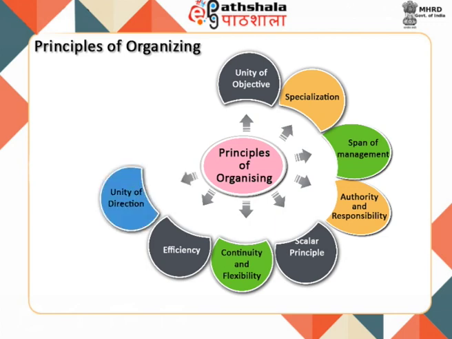9. Unity of direction. There must be one plan for a group of activities directed towards the main objective. In this, though every group will have one plan for themselves, all these separate plans would be directed only towards the main and common objectives of the organization.